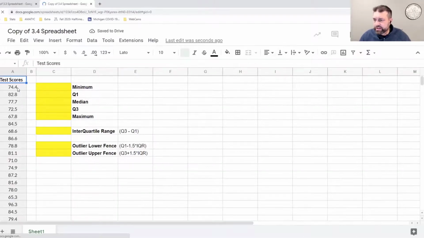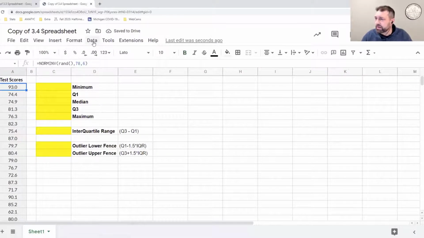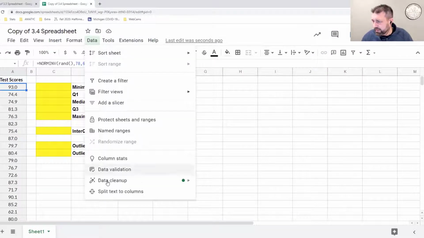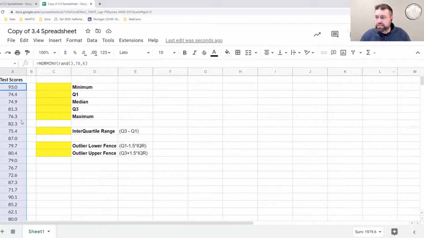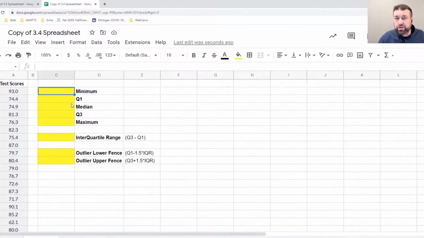So here is our data set. Do I want to give this data set a name? Named ranges. Yeah, we called it Sue. So this data set is Sue. Everybody meet Sue? Sue, say hi to the gang. Okay, let's find out some information about Sue.